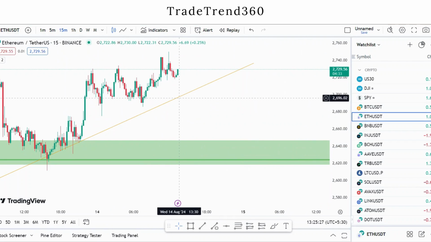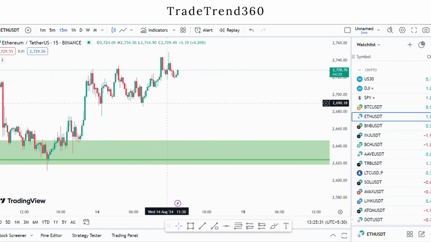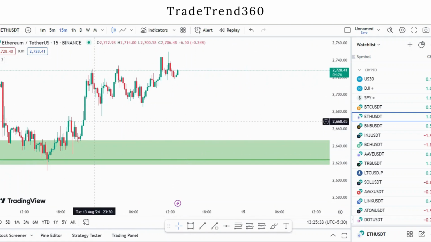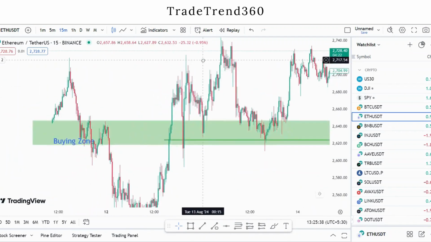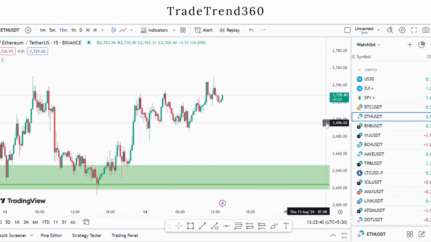We need to wait for the prices to drop to this zone. We need to make sure that we are patient enough for the prices to fall. We don't want to take any illogical or unpurposeful trade.